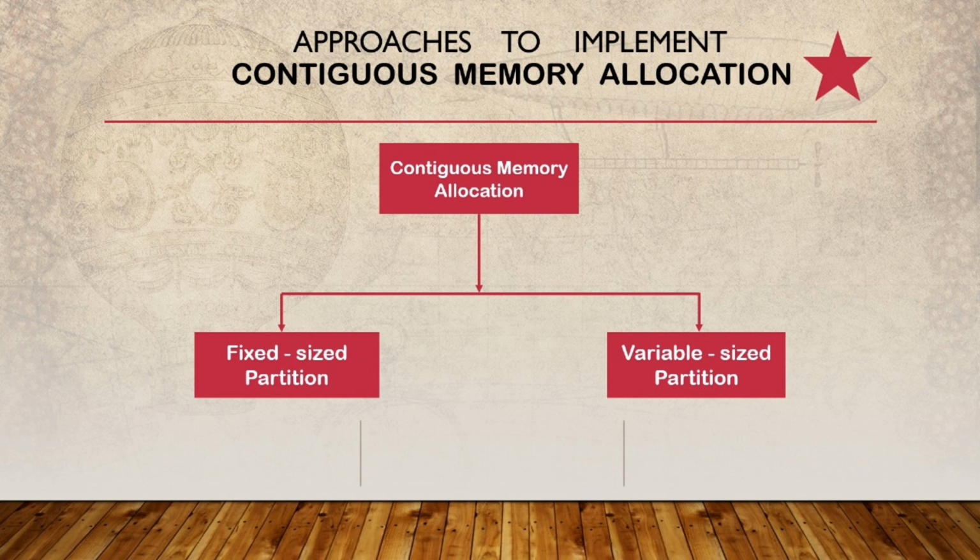From this flowchart, we can clearly understand that contiguous memory allocation is divided into two types. The first one is fixed size partition and the second one is variable size partition. By the term fixed, we can understand that it is fixed, and by the term variable, we can understand that it is not fixed and it can change. Let's go deeper into it. Let's see the first one.